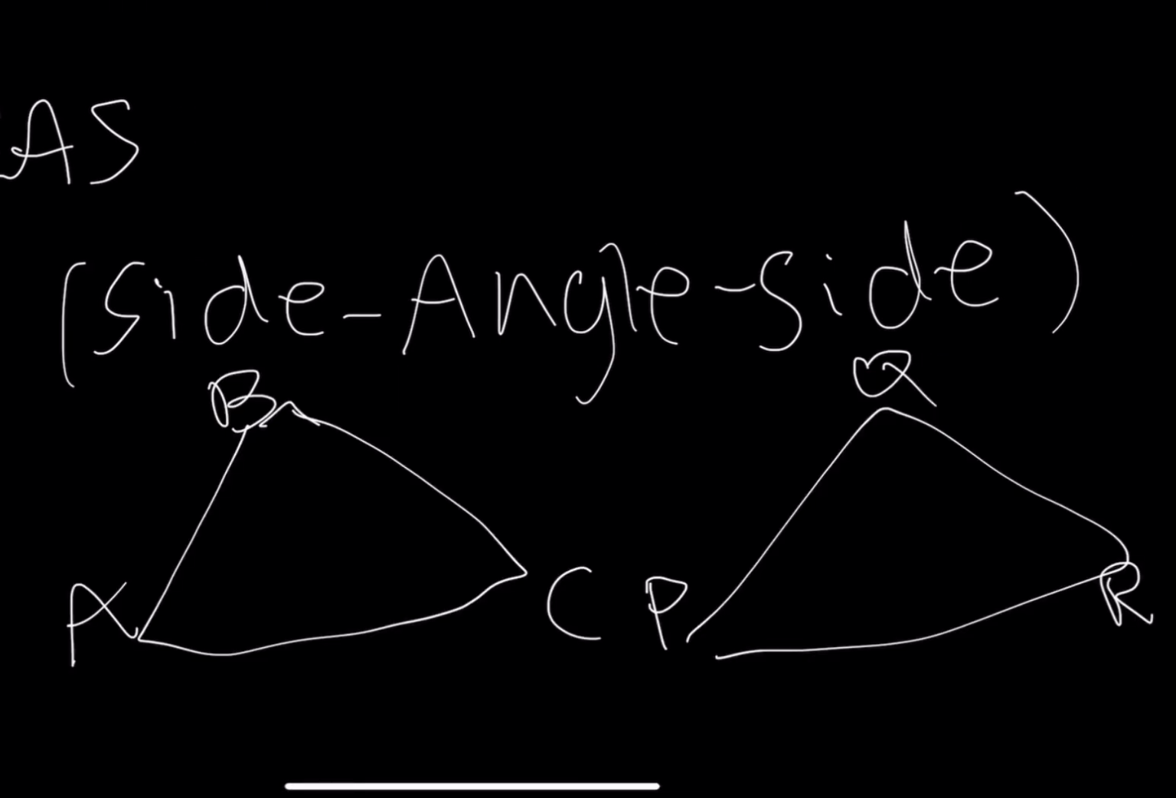For example, if side lengths AB and PQ, BC and QR are congruent, and angle B is congruent to angle Q, then triangle ABC is congruent to triangle PQR.